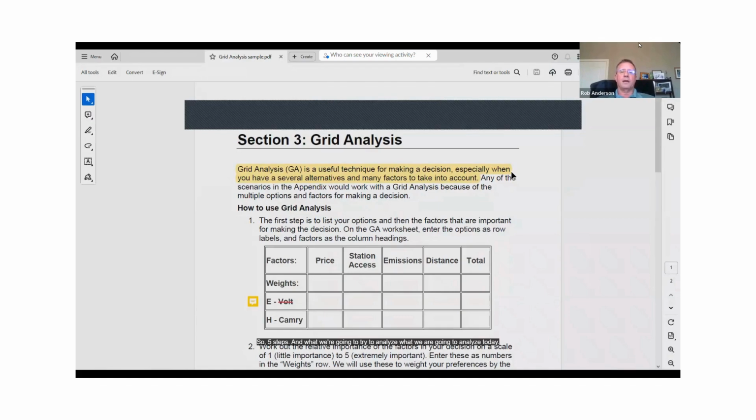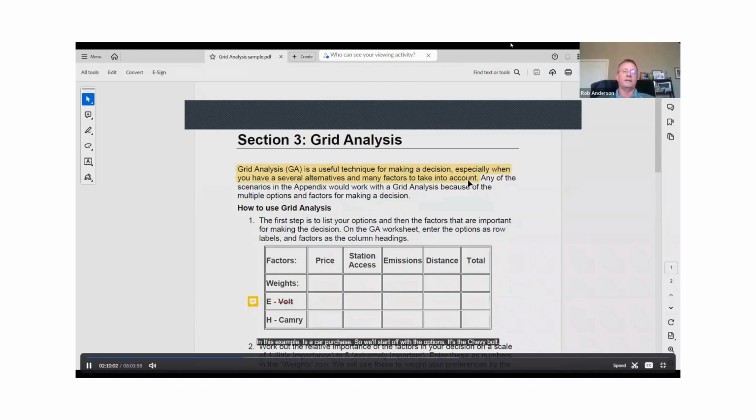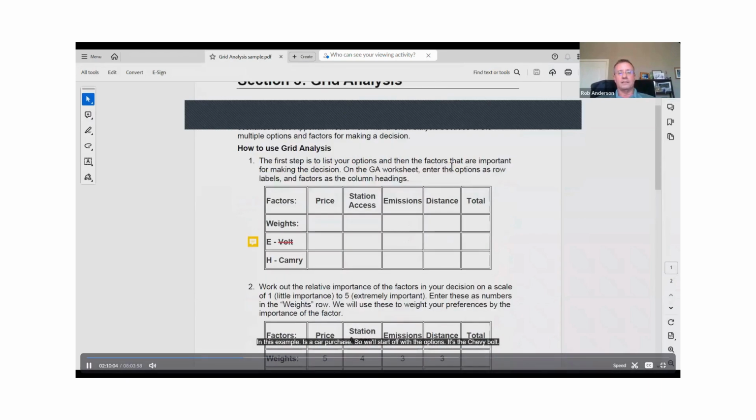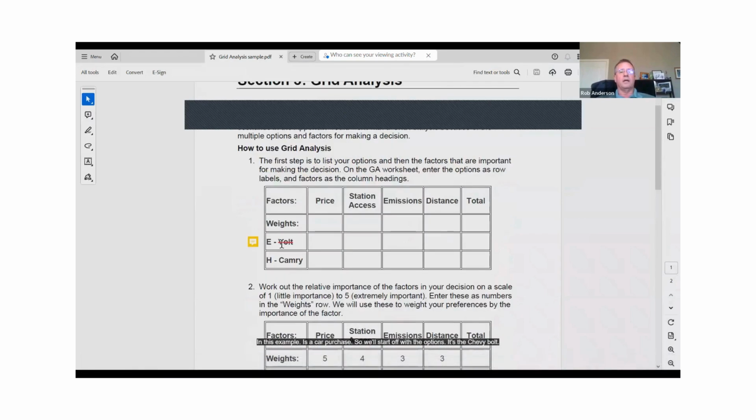5 steps. What we are going to analyze today in this example is a car purchase. So we'll start off with the options. It's the Chevy Bolt, not the Volt, but the Bolt because it's all electric. So we're looking at an all electric vehicle or the Toyota Camry, which is a hybrid. So those are our options.